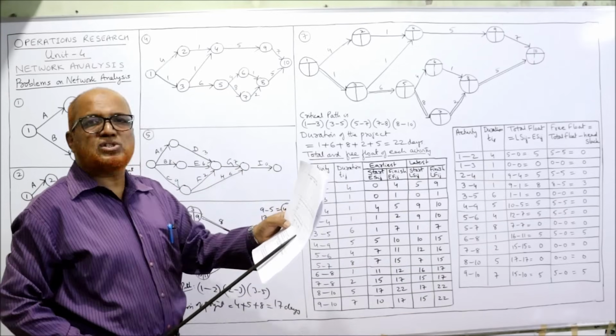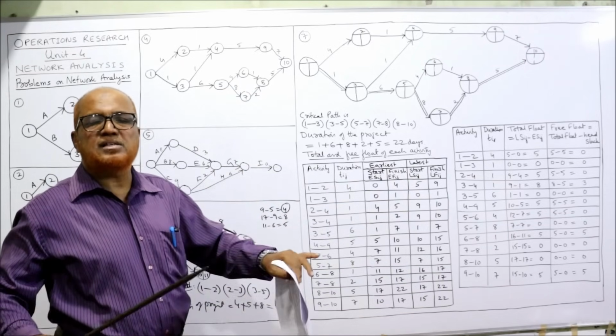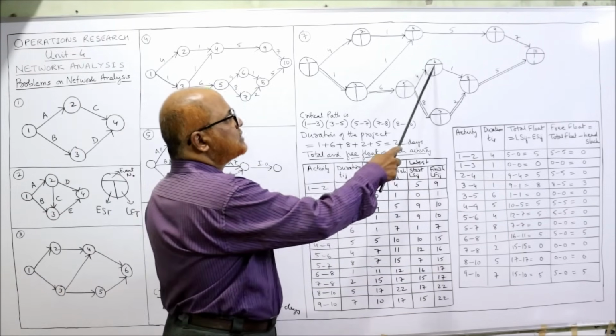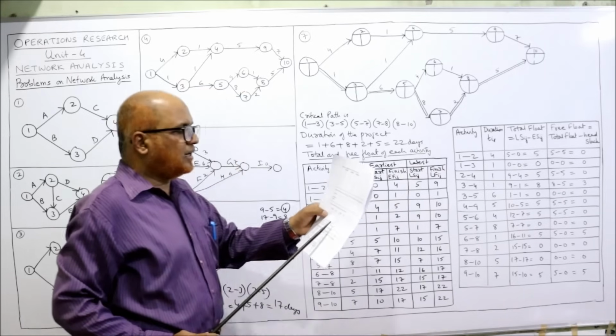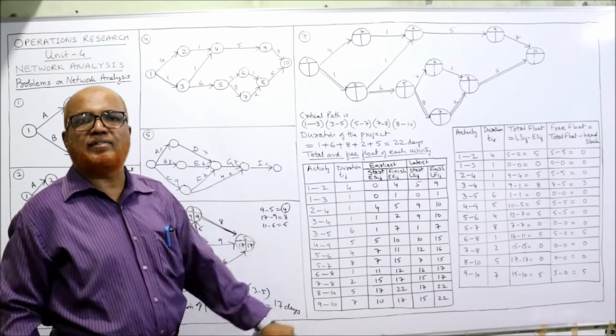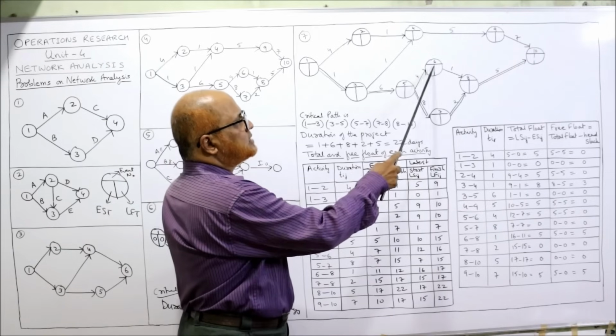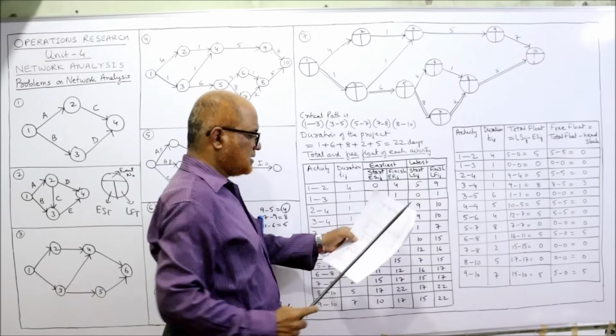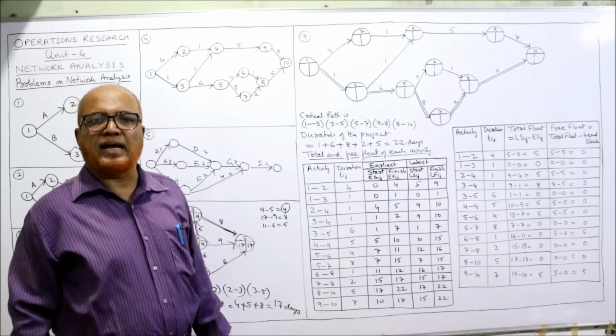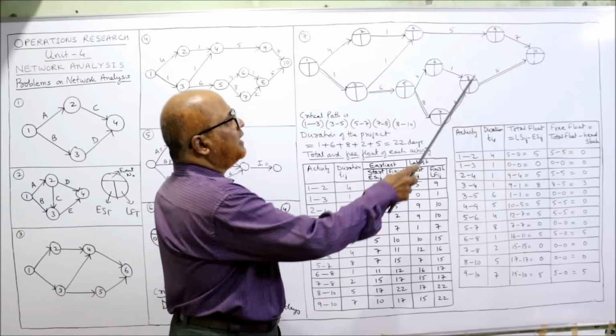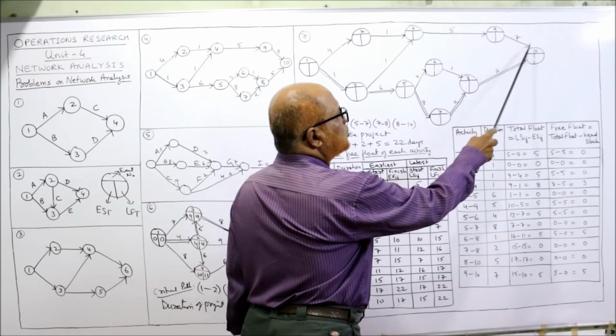Next one is 5 to 6, 5 to 7. Two activities are bursting from 5: 5 to 6 and 5 to 7. Then 6 to 8, 7 to 8. This is 8. Last one, 8 to 10 and 9 to 10.